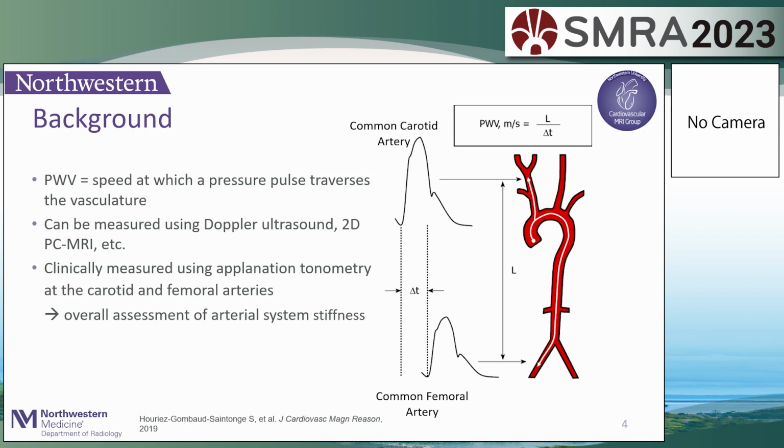By definition, pulse wave velocity is the speed at which a pressure pulse generated in systole traverses the vasculature. It can be measured using different techniques such as ultrasound or 2D phase contrast MRI, but clinically it is frequently measured using applanation tonometry at the carotid and femoral arteries. While this technique is widely used, it provides an overall assessment of the arterial system from the large arteries to the periphery and cannot provide a local measurement.